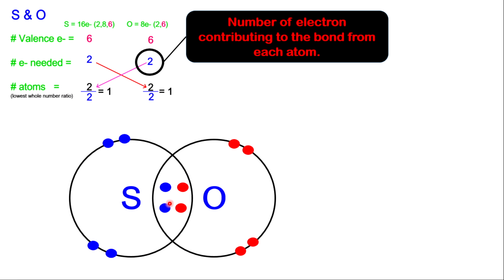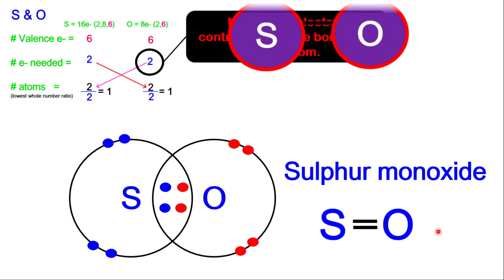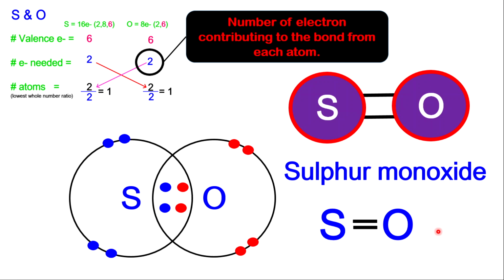And remember, 2 pairs of bonding electrons give you a what? Double bond. All right. So sulfur bonding to oxygen gives you a double bond. So the name of this compound is sulfur monoxide, which means 1 oxygen. All right. And so the structure is that. And now this is completed.